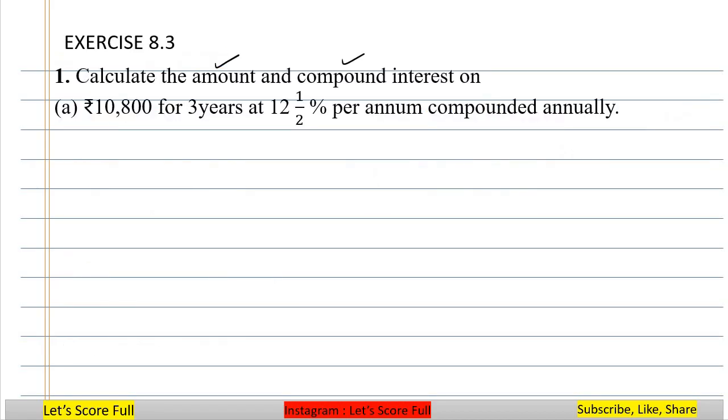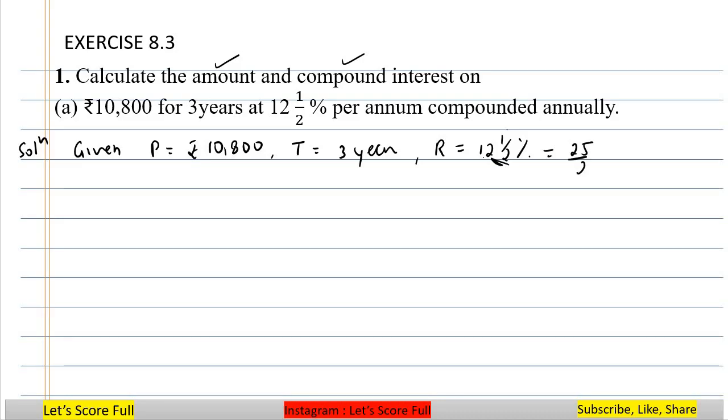See the first question. Here we need to calculate the amount and compound interest. What is given? First of all, the principal is rupees 10,800. Time is 3 years, and the rate of interest is 12.5%. We have to convert that into a mixed fraction. That will make the calculation easier. 12 2s are 24 plus 1, that is 25/2%.